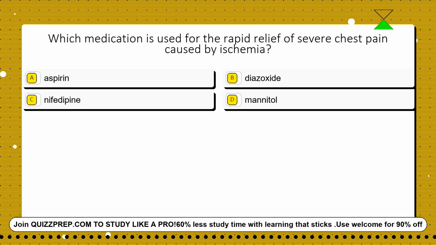Question 89. Which medication is used for the rapid relief of severe chest pain caused by ischemia? Option A. Aspirin. Option B. Diazoxide. Option C. Nifedipine. Option D. Mannitol.